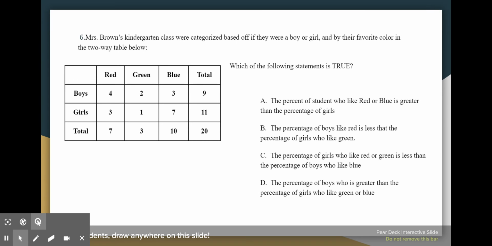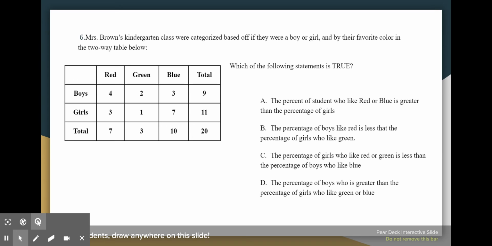All right, this question is one of the relative frequency questions. It says Miss Brown's kindergarten class were categorized based on whether they were a boy or girl and by their favorite color in the two-way table. Which of the following statements is true? The percentage of students who like red or blue is greater than the percentage of girls. If you remember, to find percentages we had to get the relative frequency, which means divide by the total.